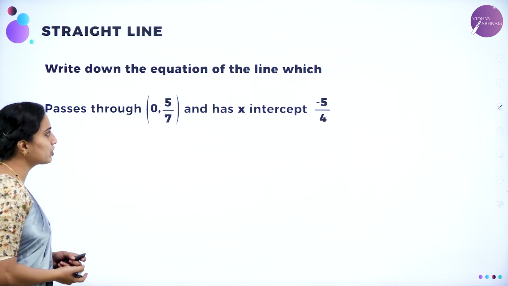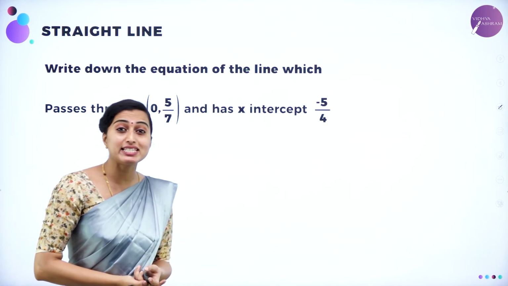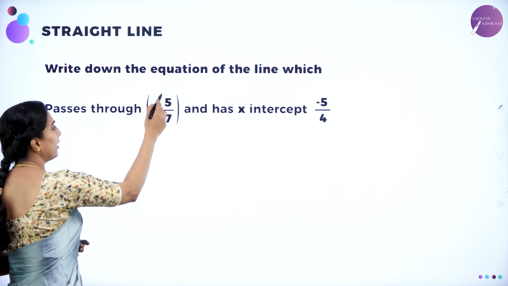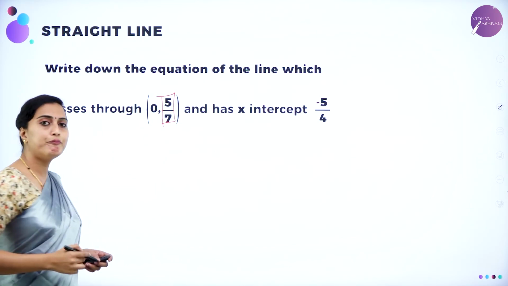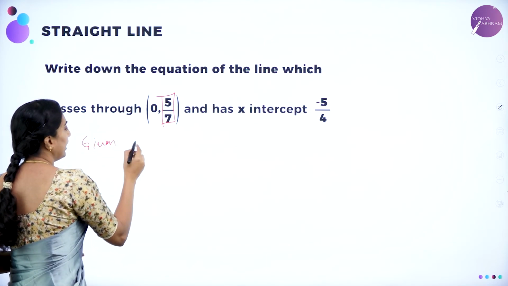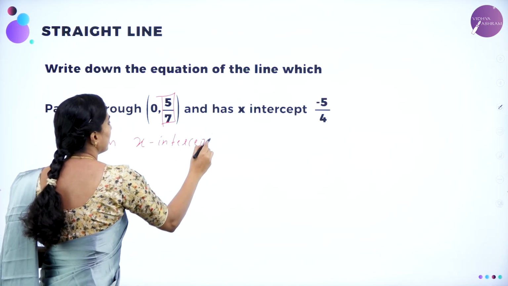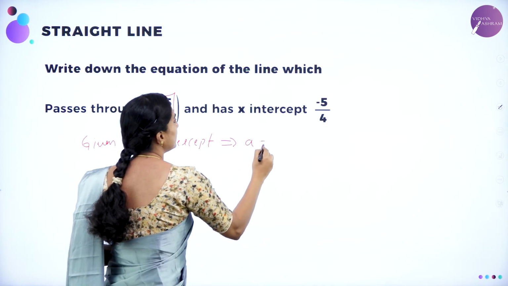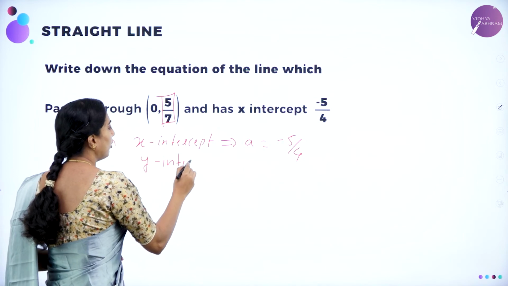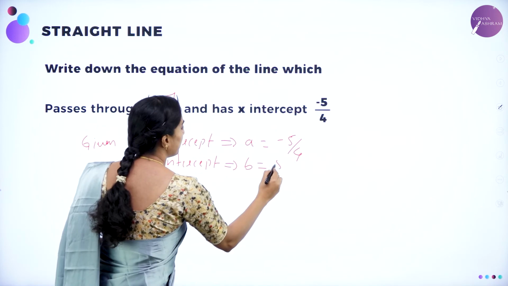Write the equation of the line which passes through 0, 5 by 7 and has x-intercept minus 5 by 4. They have given here that it passes through 0, 5 by 7. What is this? This is the y-intercept. So given x-intercept, which is a, implies a is equal to minus 5 by 4, and the y-intercept b will be 5 by 7.